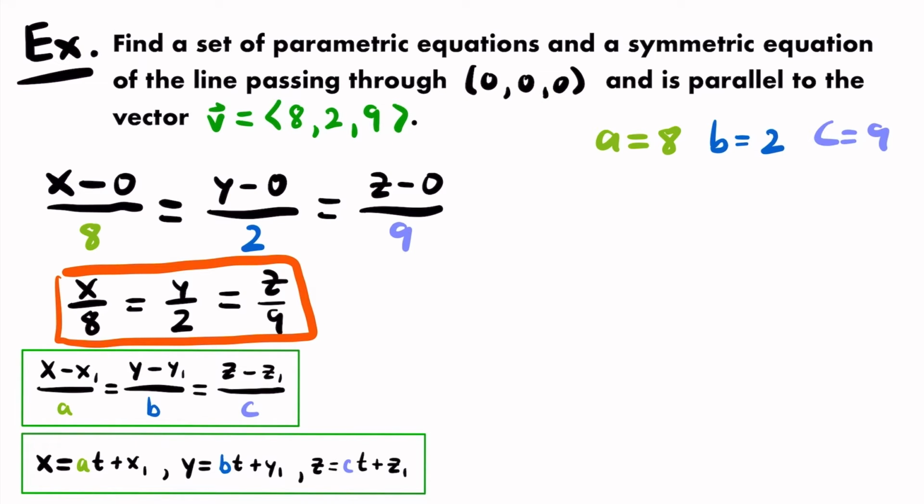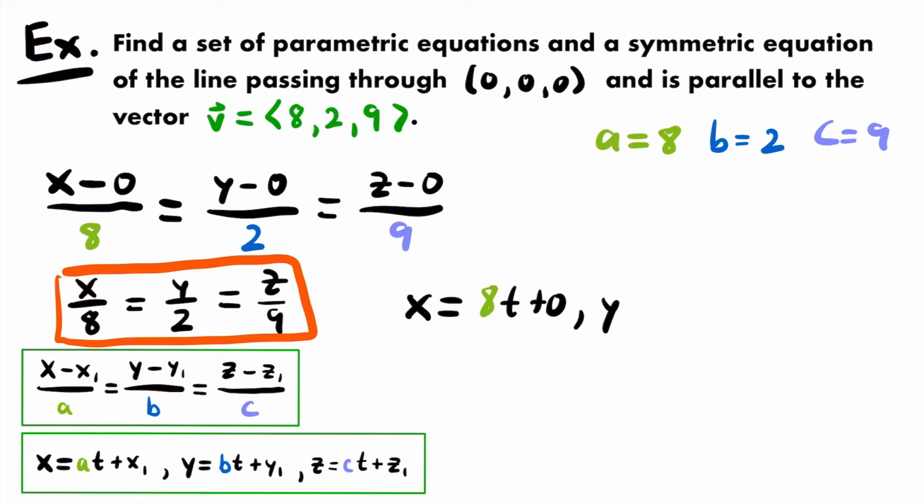Okay? And so that's the symmetric equation. Now let's work on finding a set of parametric equations. We're going to be using the same values we used before, but just in a different way. For the x equation, we're going to have x is equal to a times t plus x1. A is 8 and x1 is 0. So we'll have 8 times t plus 0.